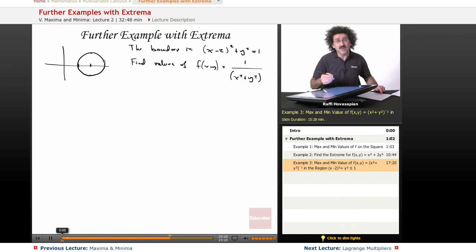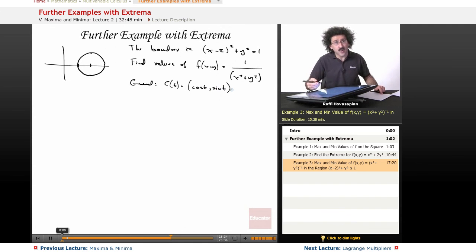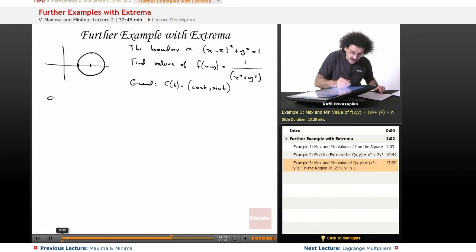Well, I know what the parameterization of a circle is in general. A general circle, the parameterization is just c of t equals cosine t, sine t. That's the parameterization of a unit circle centered at the origin. But this one is not centered at the origin, it's centered at 2. So my parameterization for x minus 2 squared plus y squared equals 1 looks like this: 2 plus cosine t, sine t.